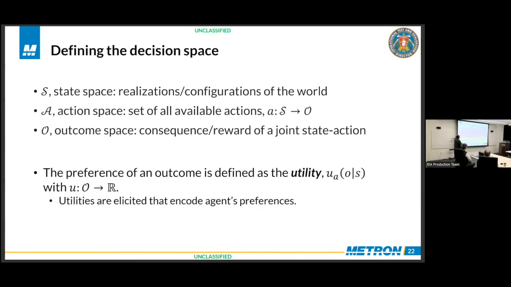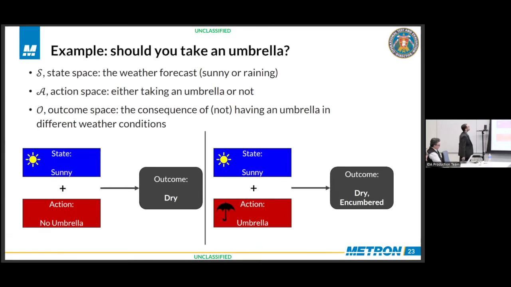Okay, and there will be an example right on the next slide because this is just a lot of words. After setting up the state action outcome space, we'll then define our preferences. And then those preferences for each of those outcomes will be mapped to the real numbers using the utility function. One thing I want to note is that a utility function is elicited, and it encodes the preferences of the agent or the person making the decision. My utility function can be different from your utility function.